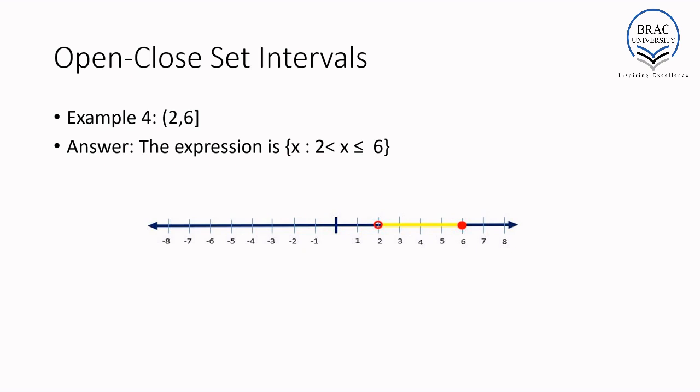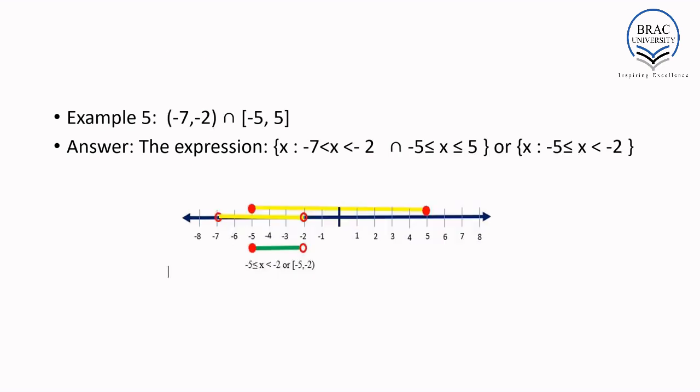So it can be open and closed set intervals at the same time. See, we will count 6, but we will not count 2. So we will write it in set builder form as x is greater than 2, however, x is less than or equal to 6. So I will fill the point 6, but I will not fill the point 2. I hope you understand this.